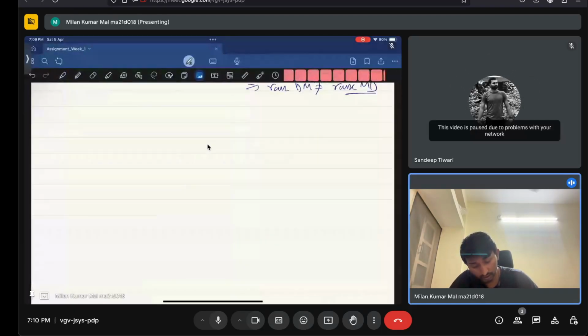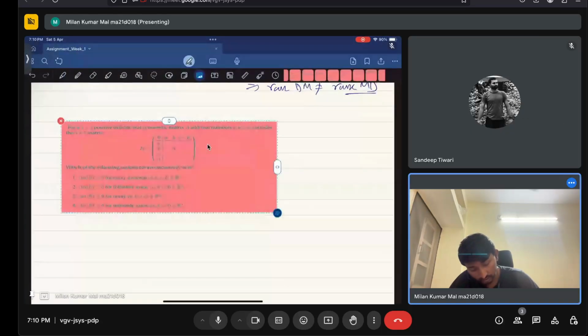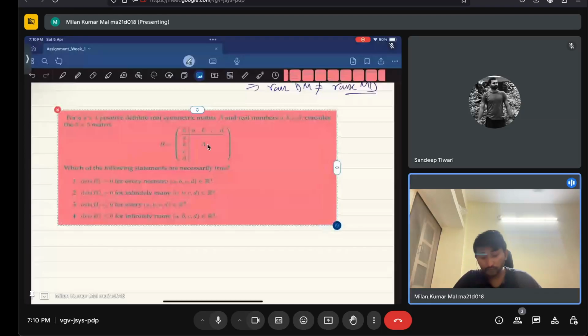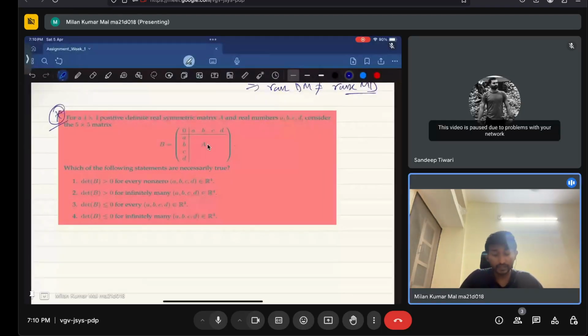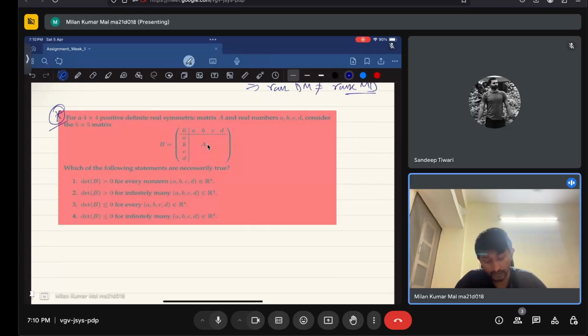I think this is the next one. What it says, for a 4 by 4 positive definite real symmetric matrix A, real numbers a b c d, consider the 5 by 5 matrix this. A is a 4 by 4 positive real symmetric matrix. Okay, then the following statements are necessarily true or not.